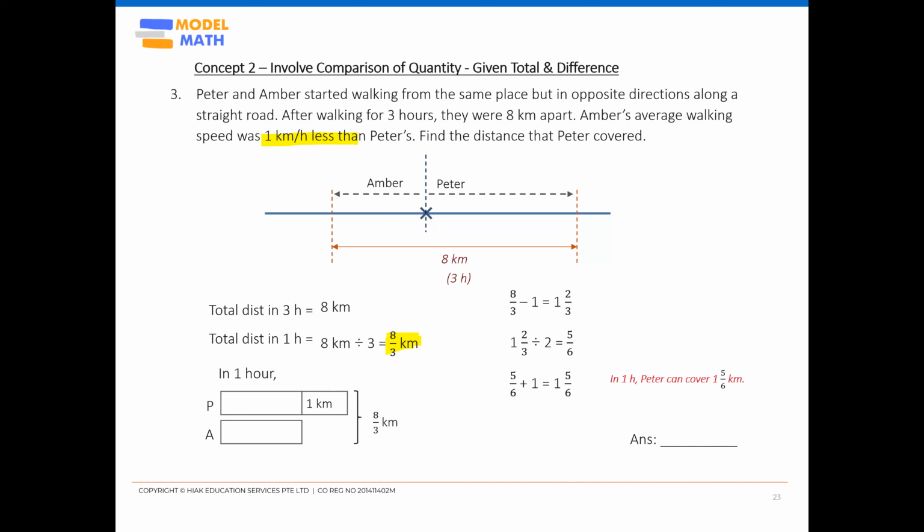Now, read the question carefully. The question is asking for the distance that Peter has covered, not the speed. If the question is asking me to find Peter's speed, then fair enough, I can just leave this as my answer, with km per hour as my unit of measurement. But because this is asking for the distance that he has covered altogether, the distance he has covered means from this dotted line all the way to this red line here. Remember we said that this was the distance covered in 3 hours for Peter alone. In 1 hour, you can cover this much. In 3 hours, you have to times 3 to find the distance he has covered in 3 hours.